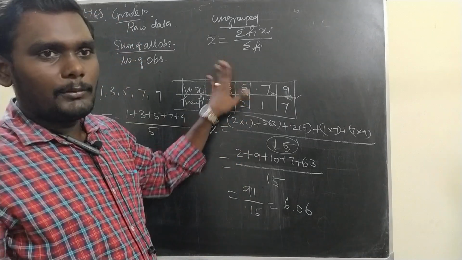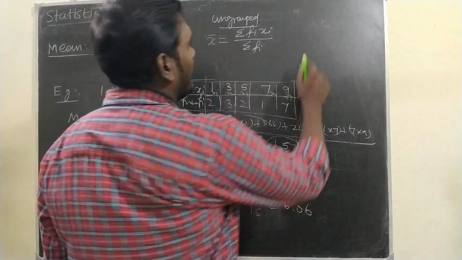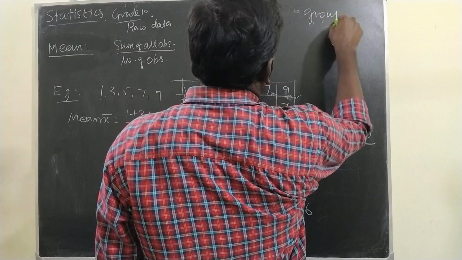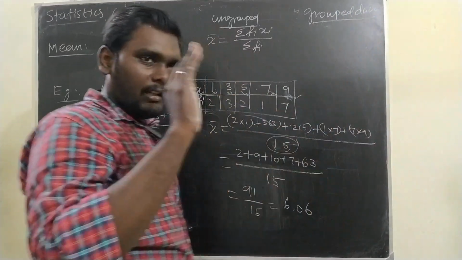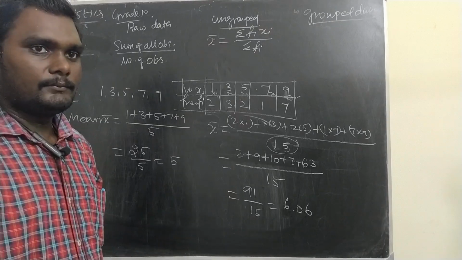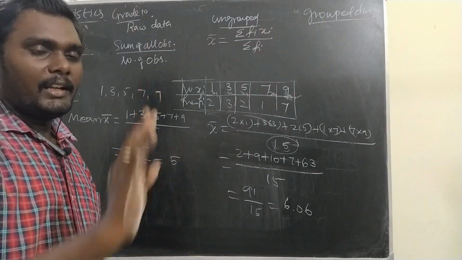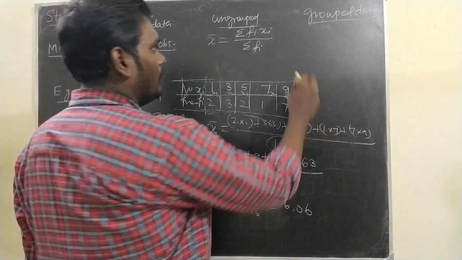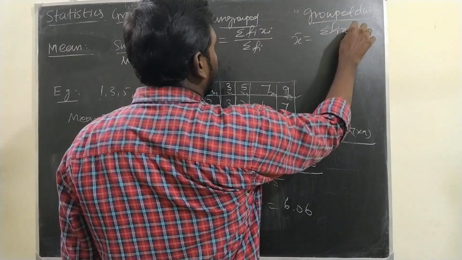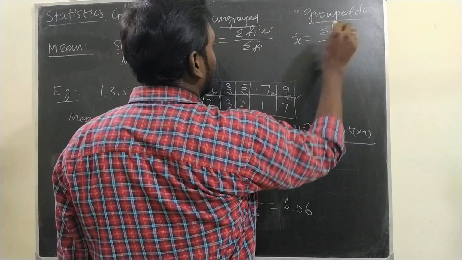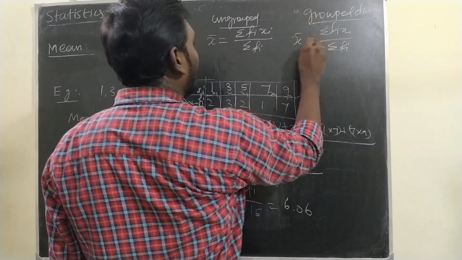So this is for ungrouped data. Now for grouped data. Grouped data also uses the same formula. That has 3 different methods. We are going to see the first method alone. X bar is equal to summation fi xi divided by summation fi. But here there is one problem.